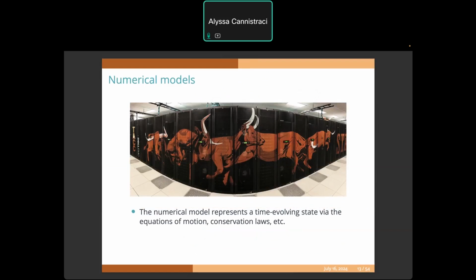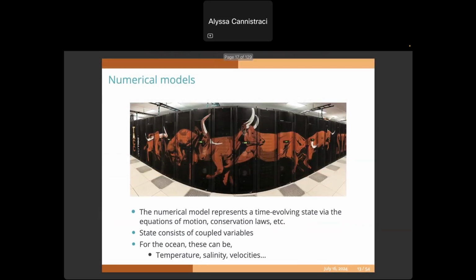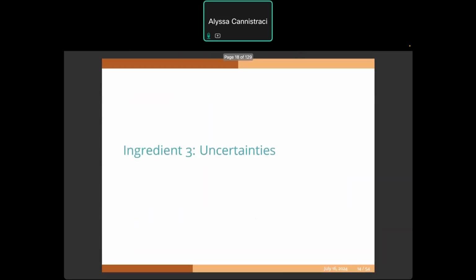And the state consists of coupled variables. So for the ocean, these can be things like temperatures, salinities, and velocities. And like I said before, it really is just a very complex, multidimensional system that we try to solve on our computer. And so the final ingredient in data assimilation are your uncertainties.